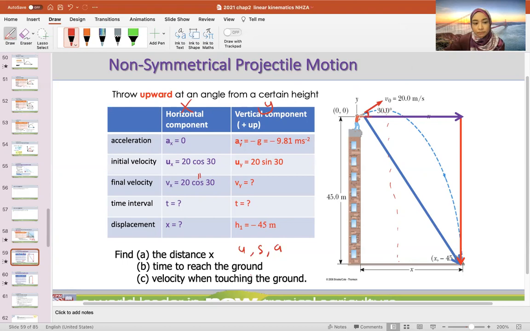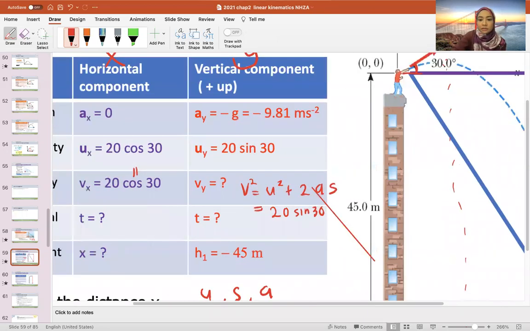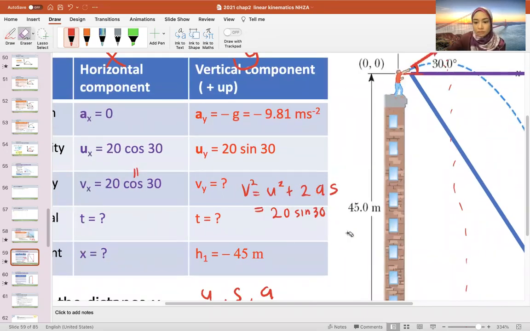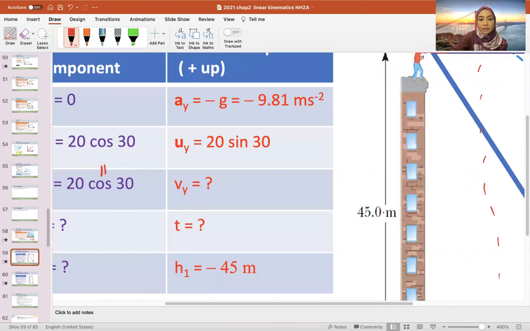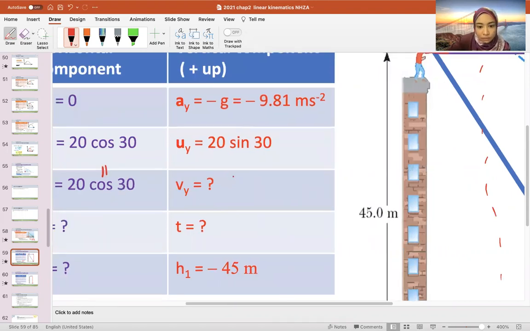Vy squared equals U squared plus 2AS. Okay, thank you, Sheki. V squared equals U squared plus 2AS. V is unknown, 20 sine 30. Okay, let me zoom this so I can write. So V squared equals U squared plus 2AS.